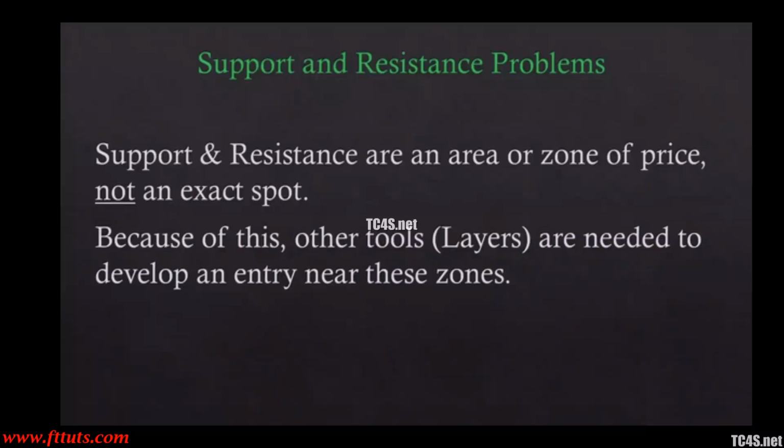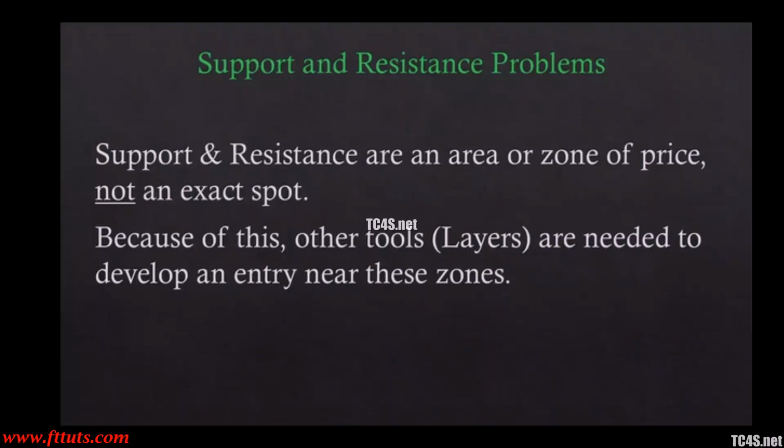Support and resistance are an area or zone of price. They're not an exact price. Did you see those tests that were underneath? They bend. They test a little bit in. That gives that poke, gives it even more fuel when it reverses and has a shakeup. Because of this, other tools and layers are needed to develop a tighter entry area because these zones can be larger. You're going to get shaken out using just flat horizontal support and resistance.